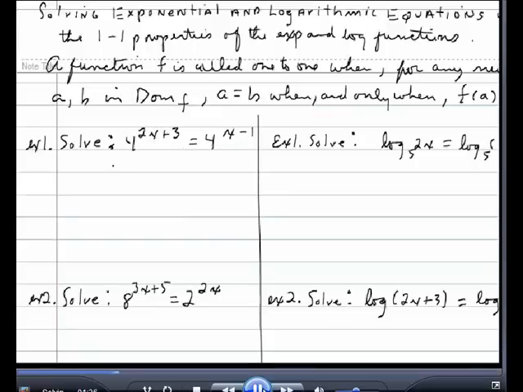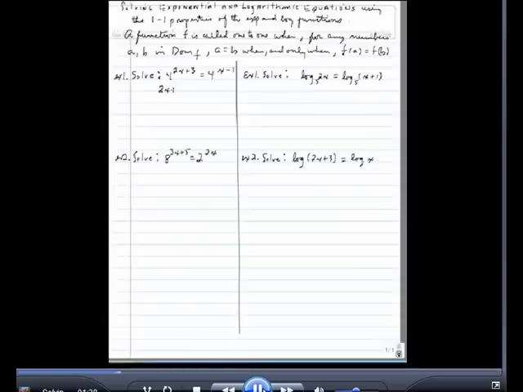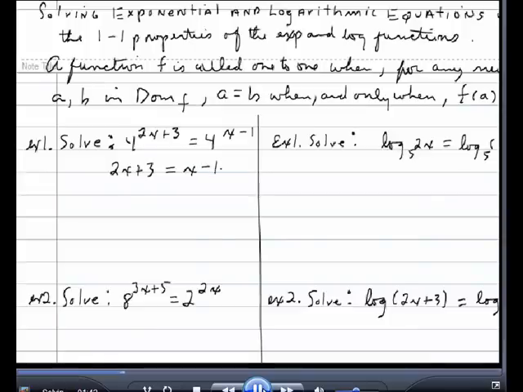So we start off with 2x plus 3 is equal to x minus 1. We subtract x from both sides. x plus 3 is equal to negative 1. We subtract 3 from both sides. x equals negative 4. Since the domain of the exponential is all numbers, there's nothing wrong with negative 4 being an answer, so the solution is x equals negative 4.